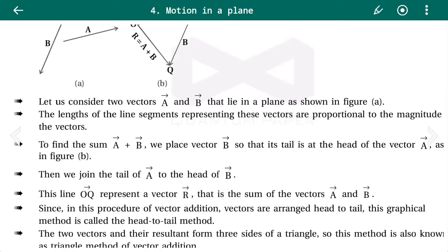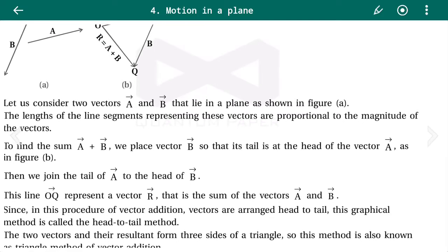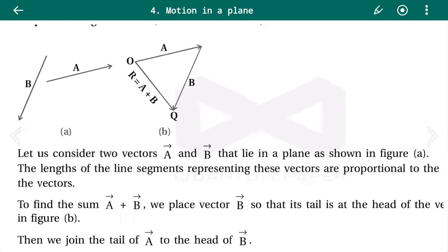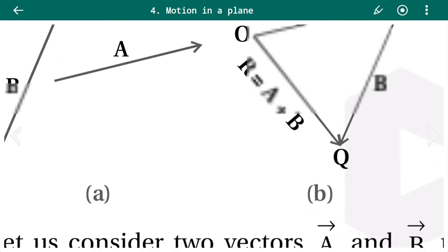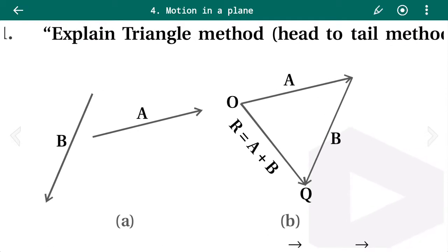To find the sum of vector A and vector B, we place vector B so that its tail is at the head of vector A, as shown in figure B. As we have already studied, the length of the arrow shows the magnitude of the vector, right? So in vector A and vector B, the length indicates the magnitude of each vector.